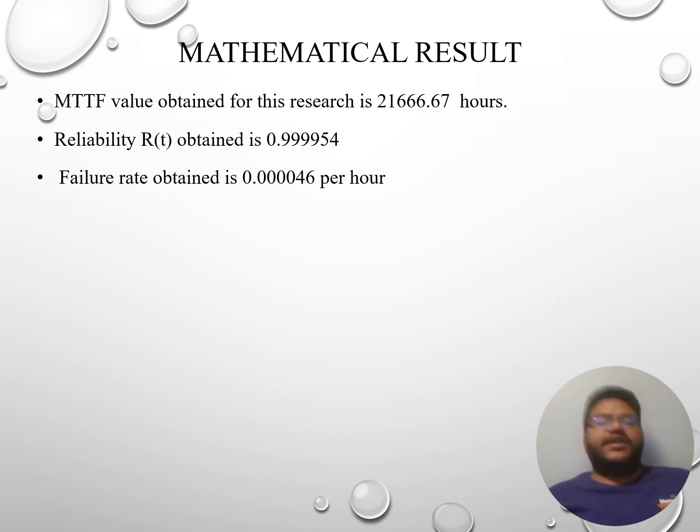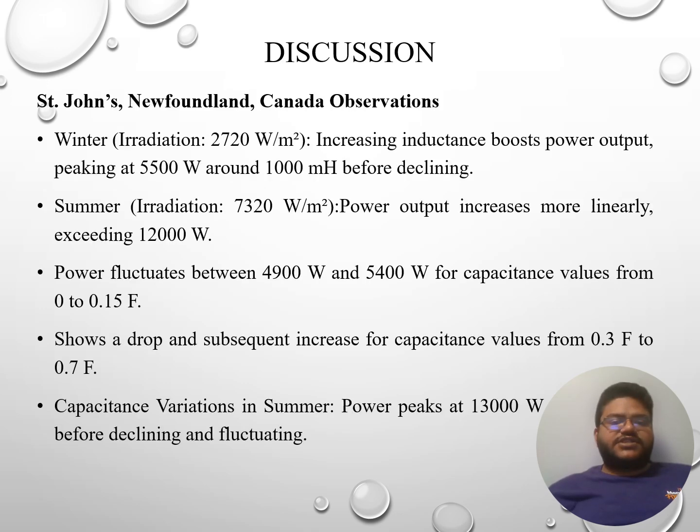The mean time to failure is around 21,666.67 hours for the MPPT charge controller, whereas the reliability rate is very high, as we have just observed. The reliability rate is 0.99, so it's very highly reliable, whereas the failure rate is 0.00046 per hour, which is very negligible compared to the reliability rate. So these are the parameters that we obtained. So we can say our MPPT charge controller is highly reliable.